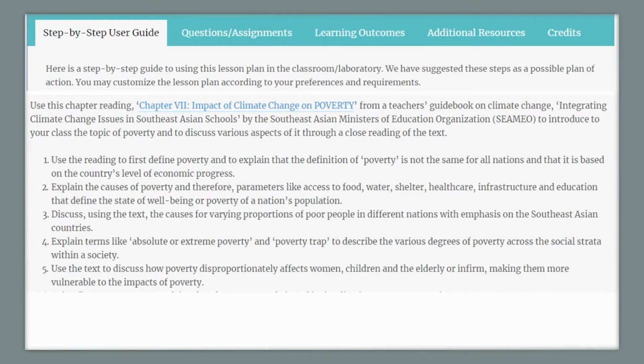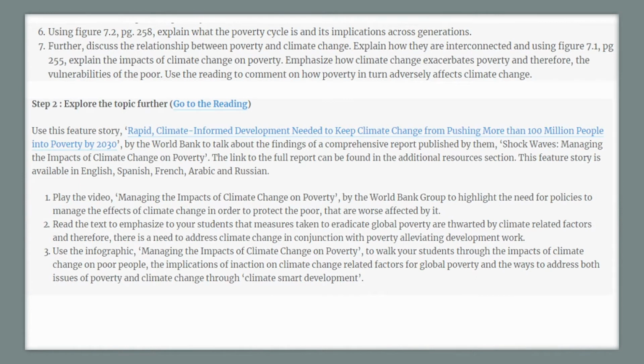You can use this text and the causes for various proportions of poor people in different nations, but can emphasize the Southeast Asian countries, which is shown in this particular reading. You can also discuss with your students how poverty disproportionately affects women, children, and the elderly, making them far more vulnerable. Now, the main thing that we would like you to emphasize is what is the relationship between poverty and climate change? How are they interconnected?